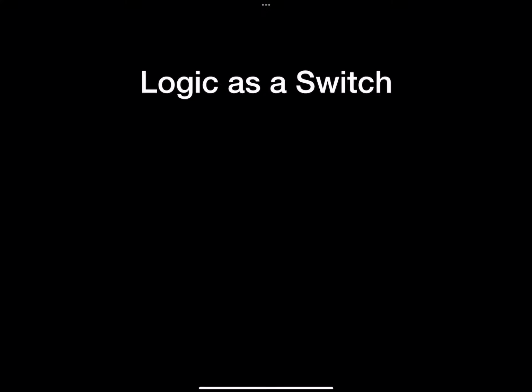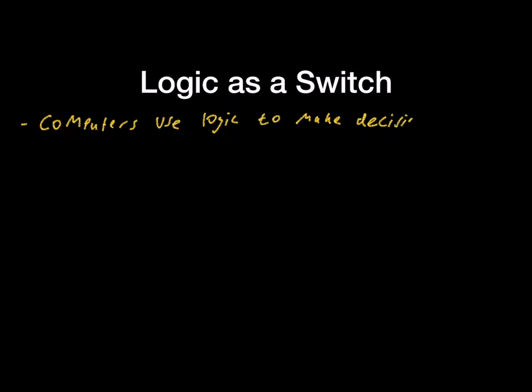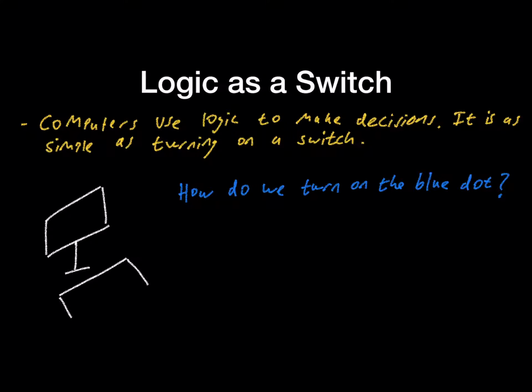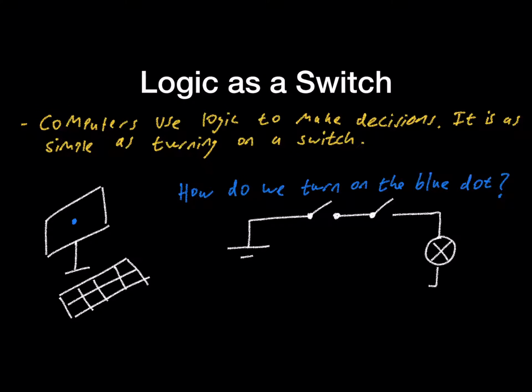Firstly, we explore logic as controlling a switch. Computers use logic to make decisions by turning the right switches on at the right time. For example, how would we turn on a blue dot on a computer screen? This circuit drawn shows a possible way to turn the light on, depending on whether the switches are on or off.